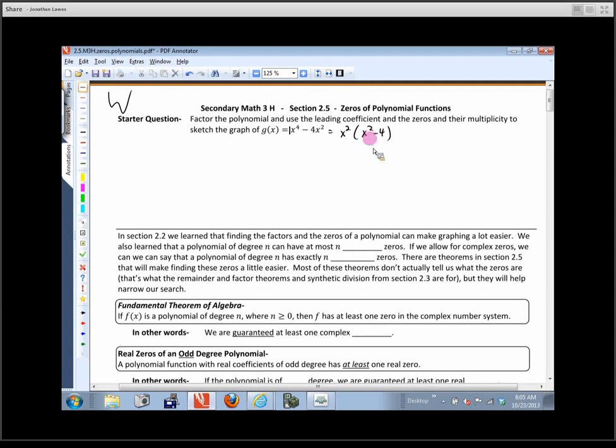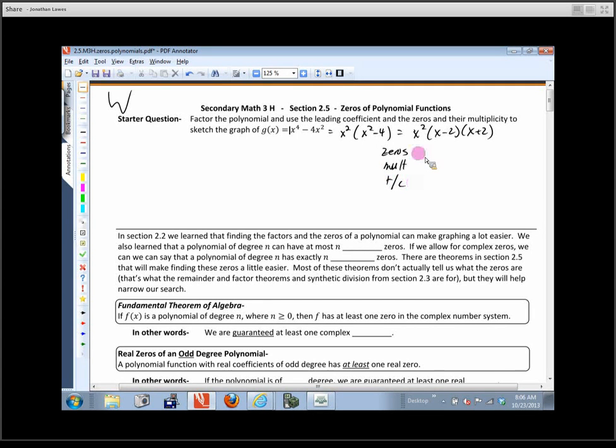This has 2 terms, has a name. What's this called again? Difference of squares, so pretty easy to factor. So I get x squared, and I get x minus 2, and I get x plus 2. Any questions there? Okay, so let's list the zeros that come from that. Then let's list their multiplicity. And then let's figure out whether they touch or whether they cross.